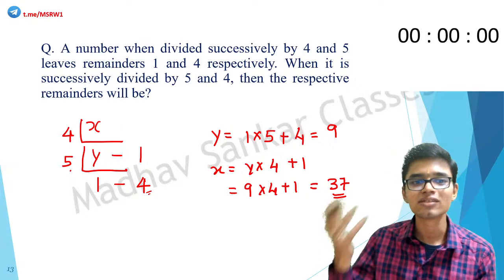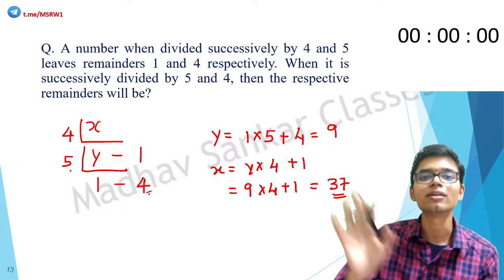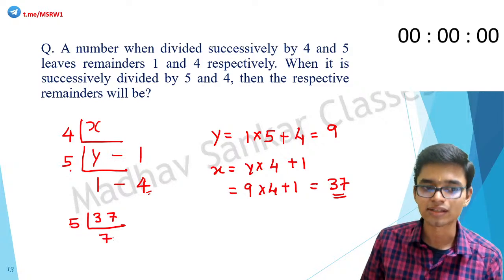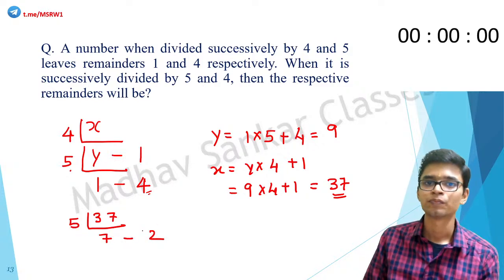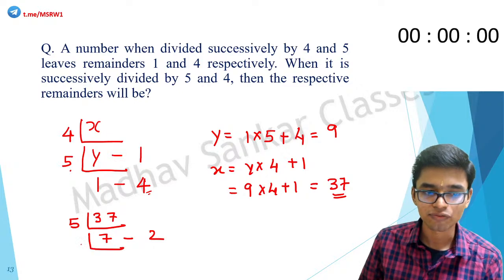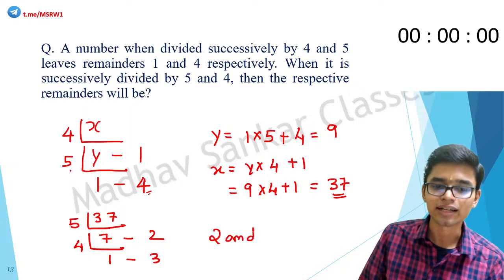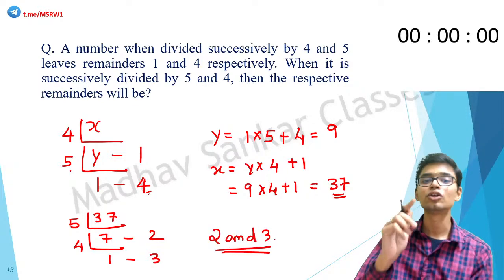Now all we have to do is divide it by 5 and 4 and find out the remainders. So we divide 37 initially by 5. 7 5s are 35 and balance is 2. Then we divide this by 4 and we get quotient as 1 and balance as 3. So the answer is 2 and 3. The remainders are 2 and 3.